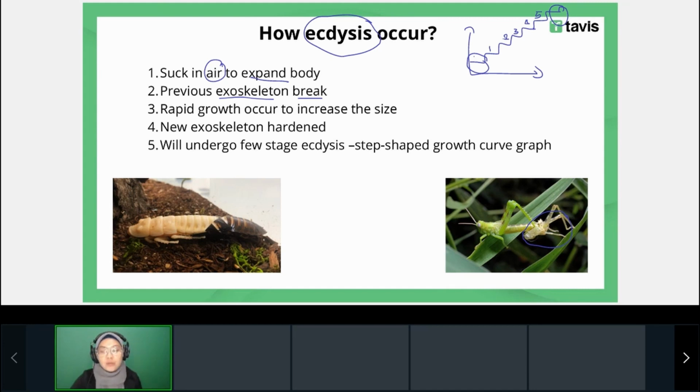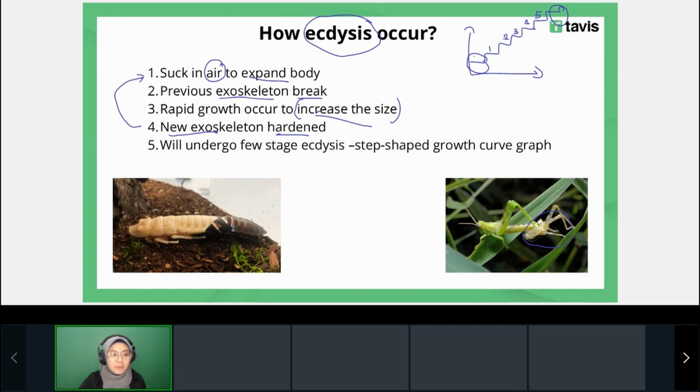A rapid growth will occur. It causes the size of the animal to increase. You can see the size of the grasshopper here is slightly bigger than its old skin, its old exoskeleton. Now it will become bigger until the new exoskeleton hardens. Okay, then what is going to happen? After it has hardened, the same process will repeat again.